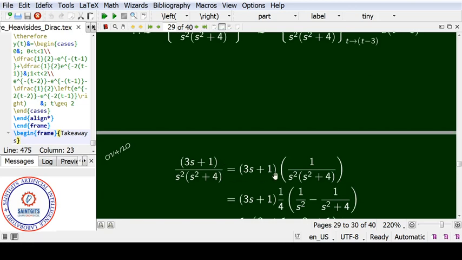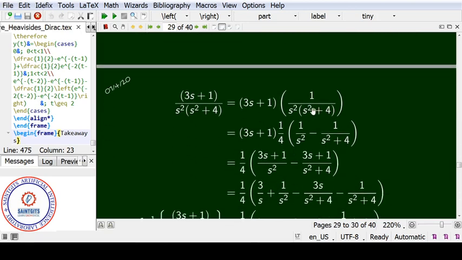So I consider this expression in the bracket and apply some tricky approach. I take 3s plus 1 outside: 3s plus 1 into 1 by s square into s square plus 4. Then this term can be simplified like this: minus of 1 divided by the difference of these factors. So the difference of these factors is minus 4. Minus 1 by minus 4, that is 1 by 4 into 1 by the first factor minus 1 by the second factor.